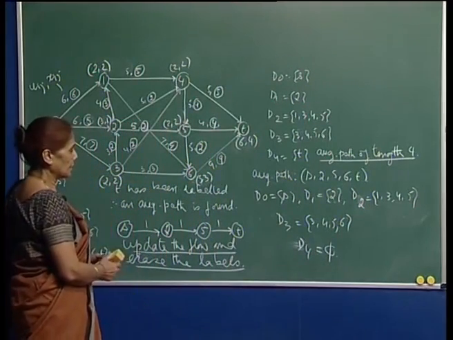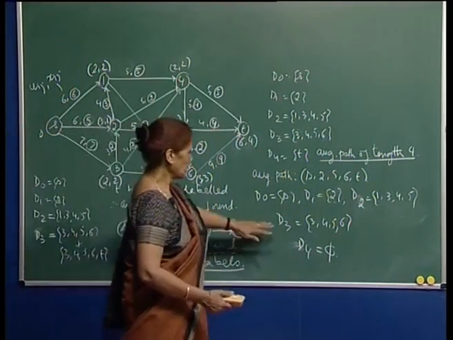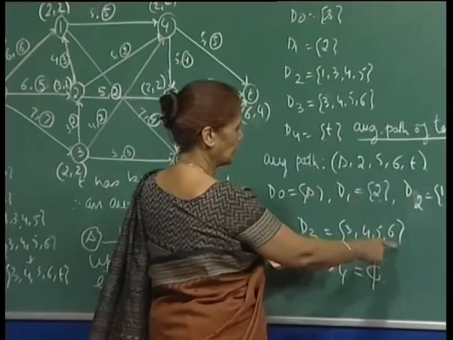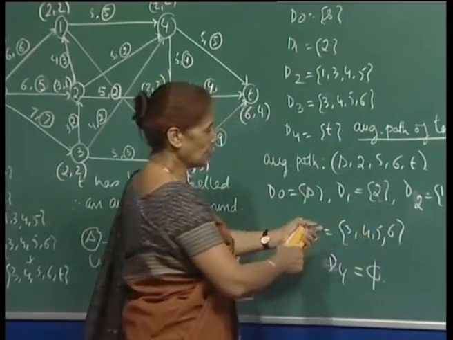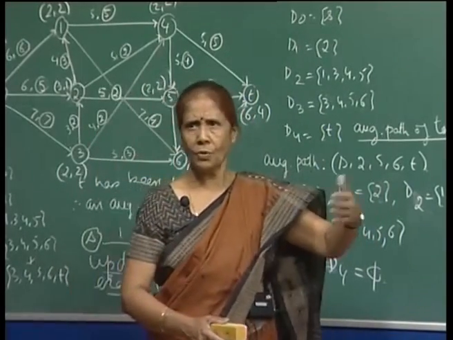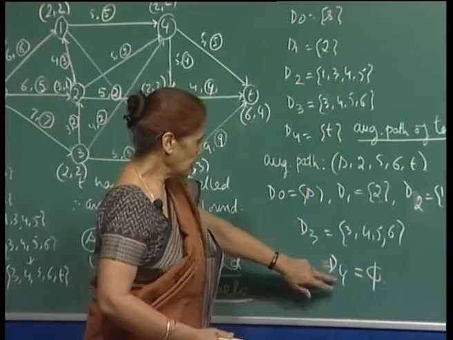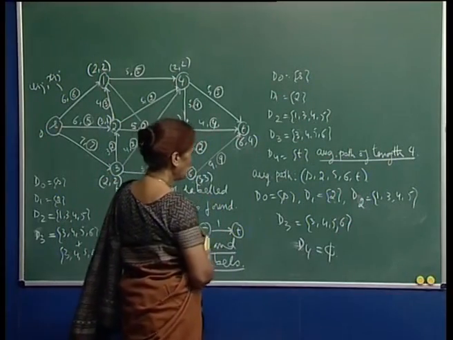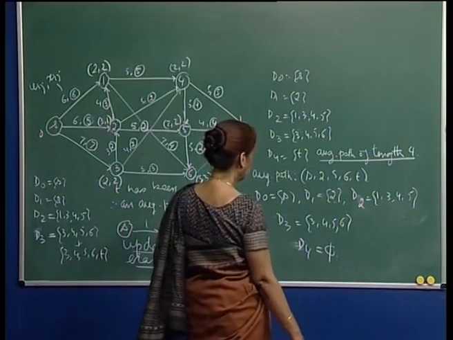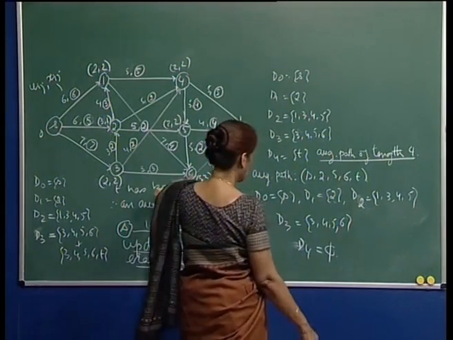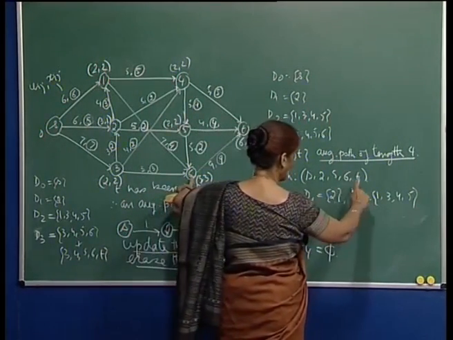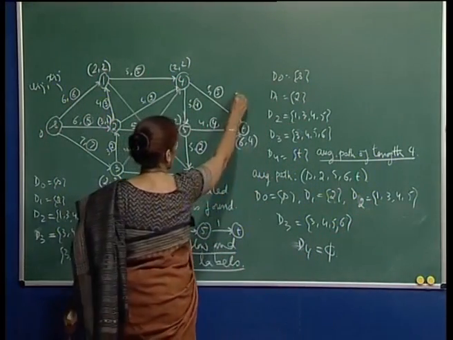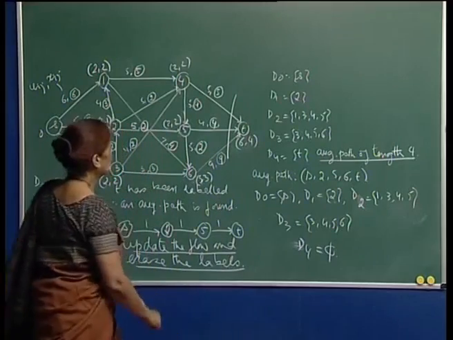D4 is empty. And so the cut, remember we said that the cut is the union of D0, D1, D2, D3, because in the list you keep dropping the nodes from which you have already scanned. So D4 is empty, and therefore your cut is S, which is 1, 2, 3, 4, 5, and then 6 on the other side. So this is the cut.